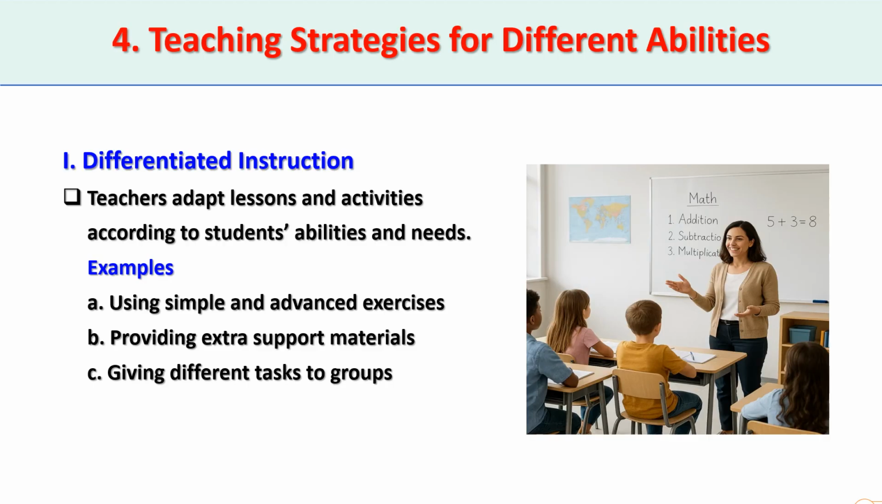For a slower learner, they can let them match pictures with the vocabulary. For the average learner, let them read a short message and answer a comprehension question. For example, for the fast learner, the average learner, and the advanced learners.